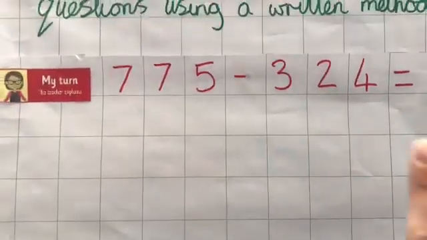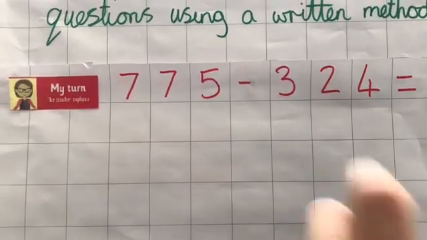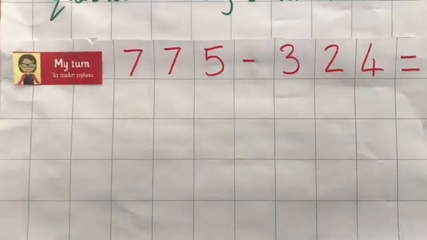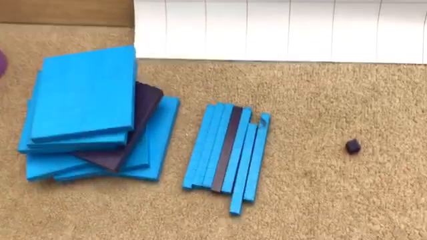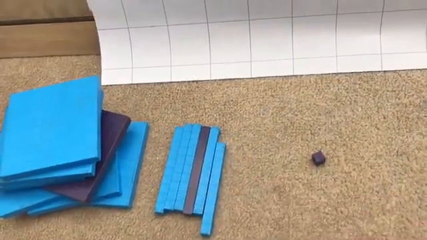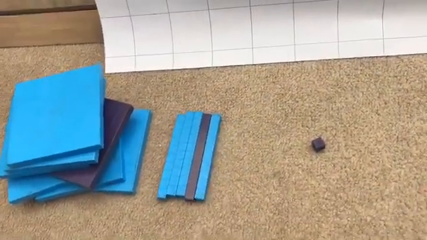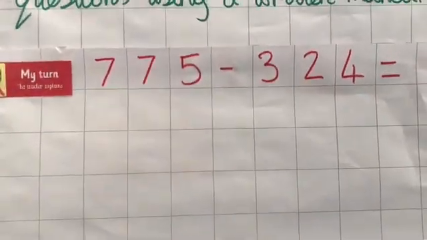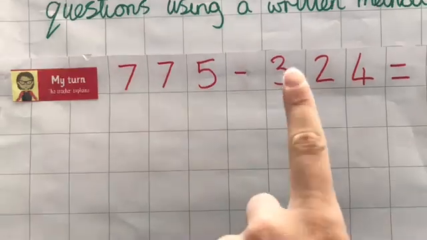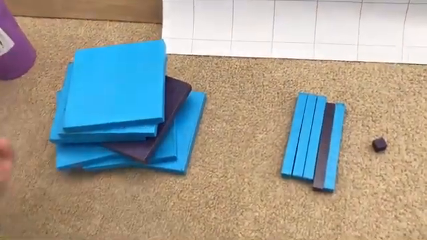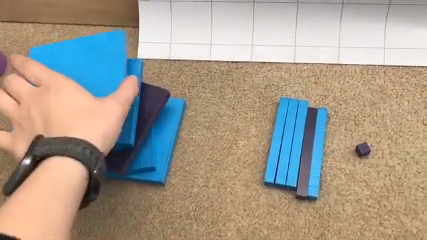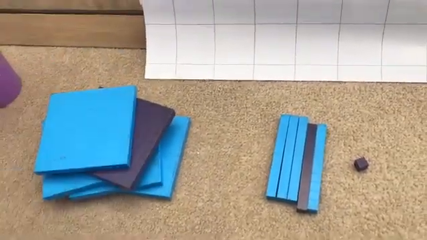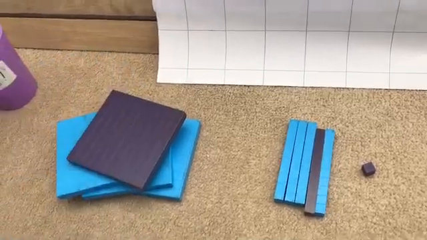Next, I'm going to take away my tens. So that's going to be 2 tens, which is 20. Well done. I'm going to take away 10, 20. Now I'm going to look at my hundreds and I need to take away 300. So back down to my number and I'm going to take away 100, 200, 300.